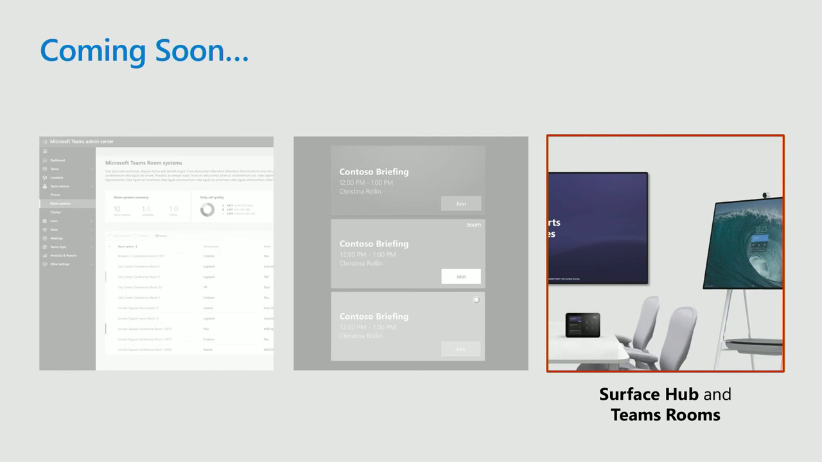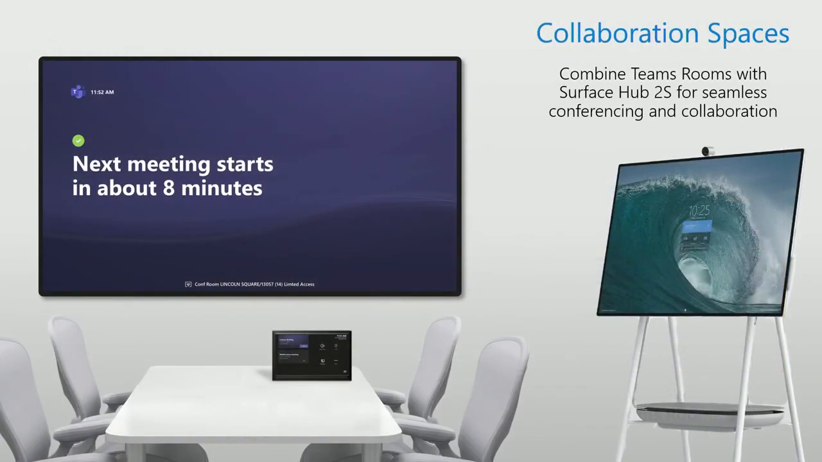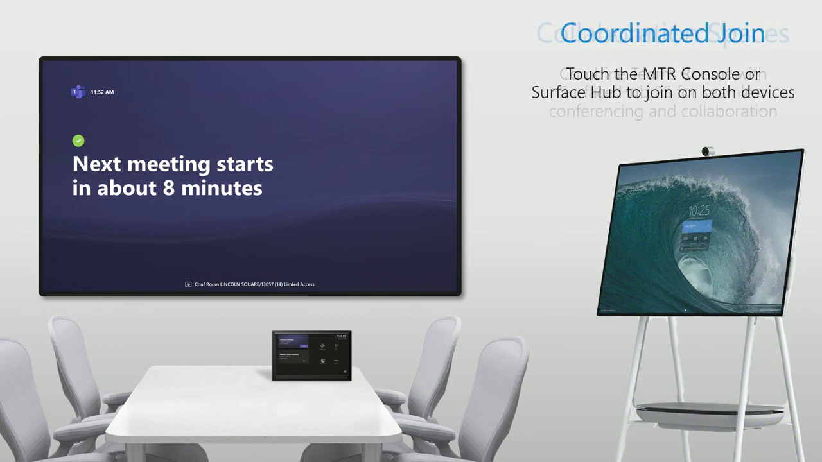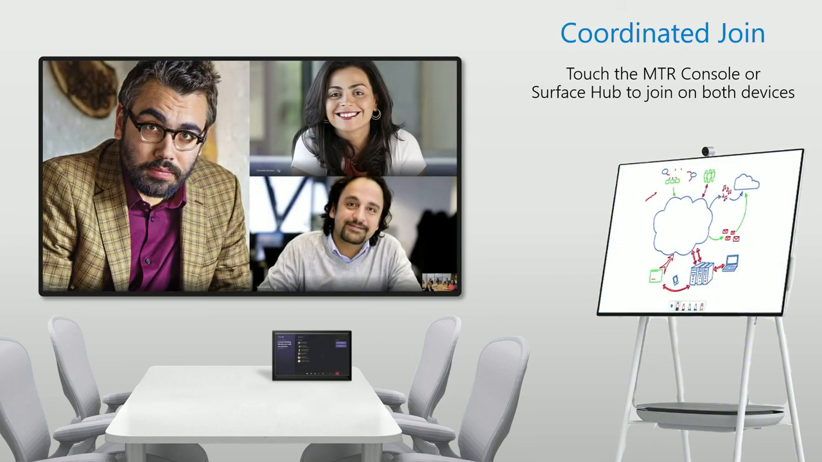And one of the things we're going to do to make that "I want to use both" even better is to build what we're calling coordinated join. So now if I have a room system and I have a Surface Hub, maybe hung on the wall for whiteboarding, with one touch when I walk into that room, I can touch either the join button on the Surface Hub or on the MTR console, and both devices will join into that meeting.